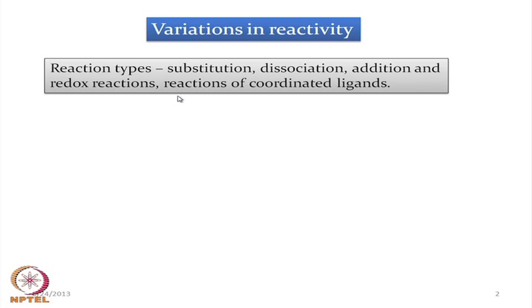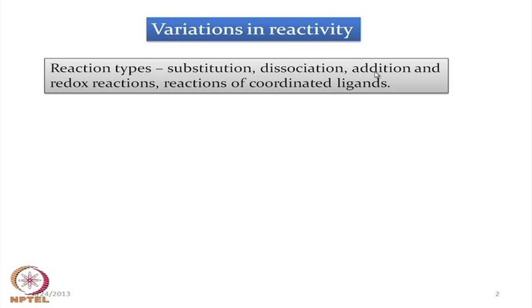we will find that there are different reaction types. While talking about these inert and labile complexes, but before proceeding to that, let us see what the different reaction types we can consider are. While talking about the substitution reaction, that means one ligand is getting substituted by the other. Then the dissociation reaction means the ligand is getting dissociated from the metal environment.